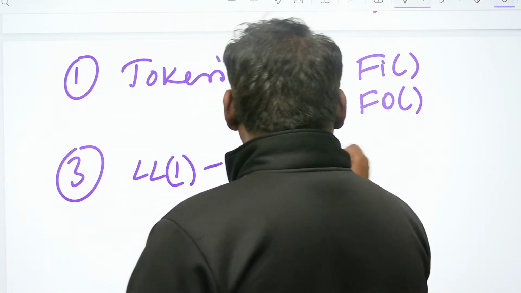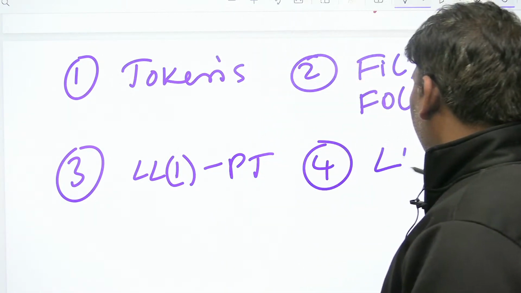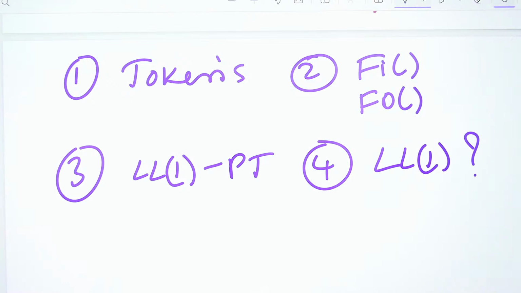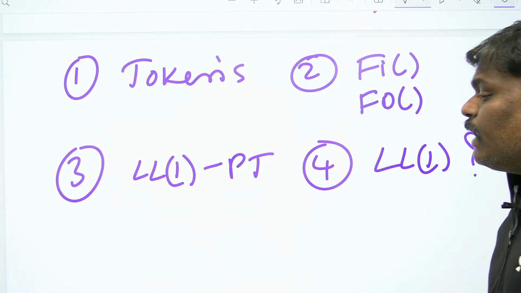Fourth one is checking LL1 or not. So the first one is tokens finding. Second one is first and follow finding. Third one is LL1 parsing table. Fourth one is going to be LL1 or not, given a grammar, LL1 or not.